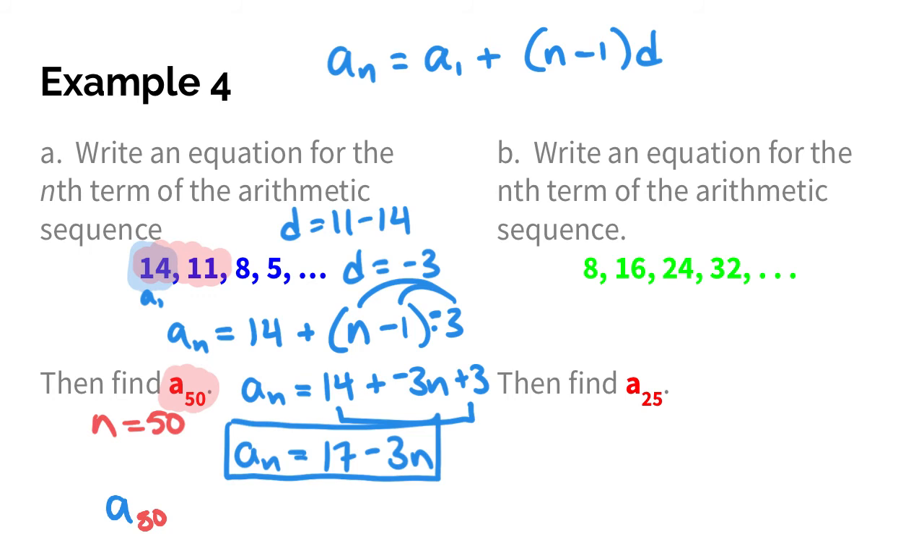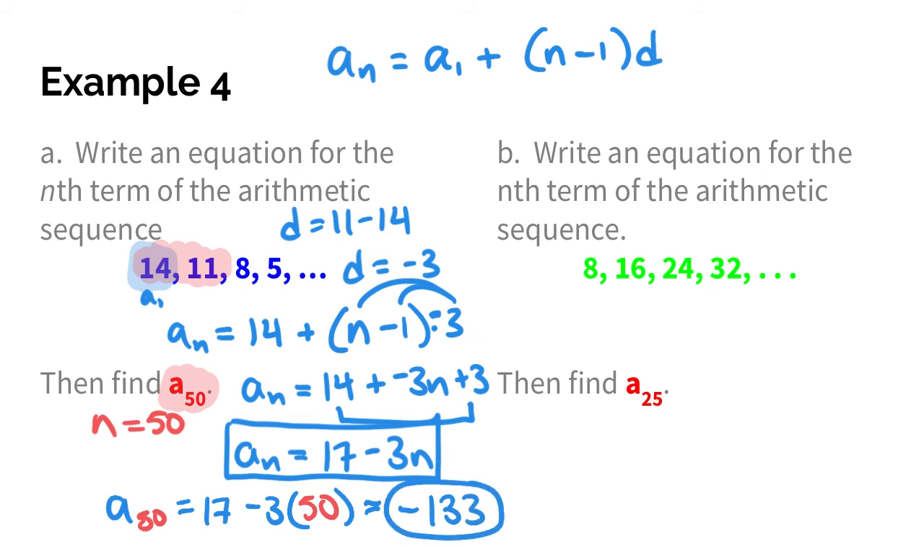So it's telling me I'm finding the 50th term is going to equal 17 minus 3 times, and then I'm plugging in my number 50 where n would go. And then all I got to do is simplify this by plugging this into a calculator. 17 minus 3 times 50. By doing so, I'm going to get -133.